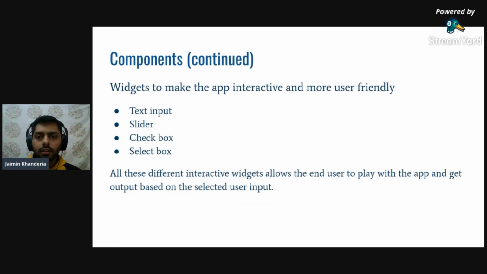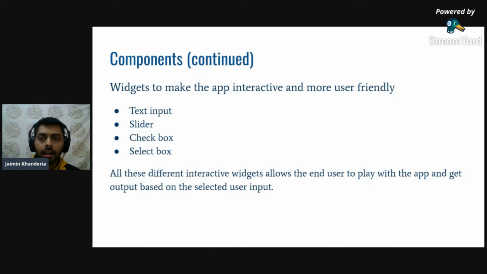Now let's take a look at some of the widgets which make the web app more user friendly and interactive. The first is the text input. Text input is like a text box where the user can type anything. For example, where we have a web app, we ask a question to the user. Then the end user can type in anything for his or her answer in that text box.